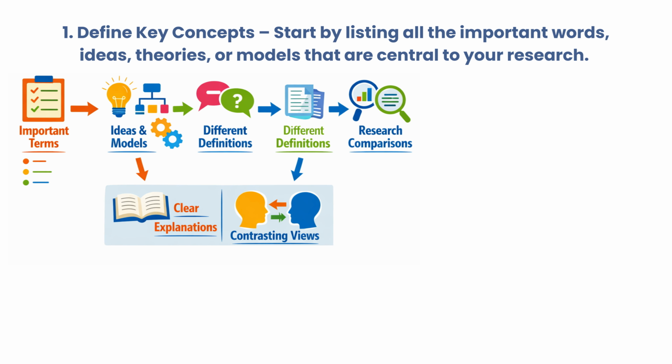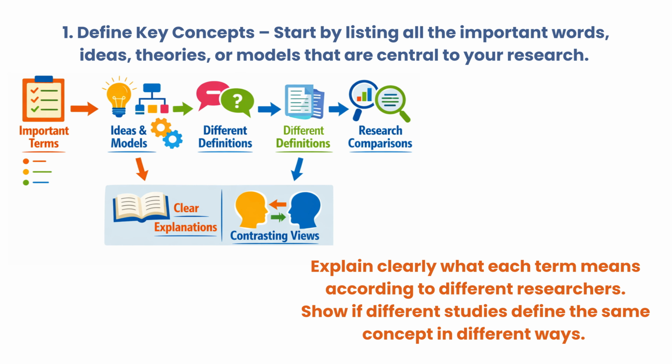In a literature review, you should: 1. Define key concepts. Start by listing all the important words, ideas, theories, or models that are central to your research. Explain clearly what each term means according to different researchers. Show if different studies define the same concept in different ways. This helps readers understand exactly what you are studying and avoids confusion.